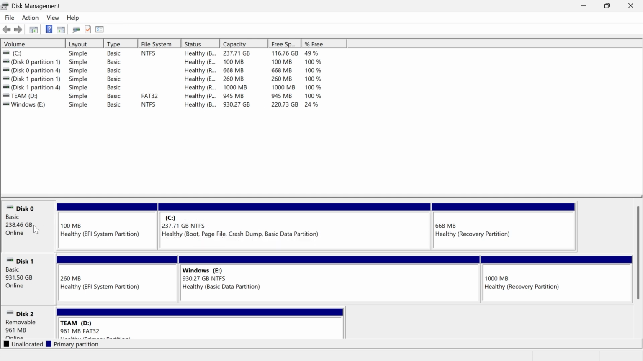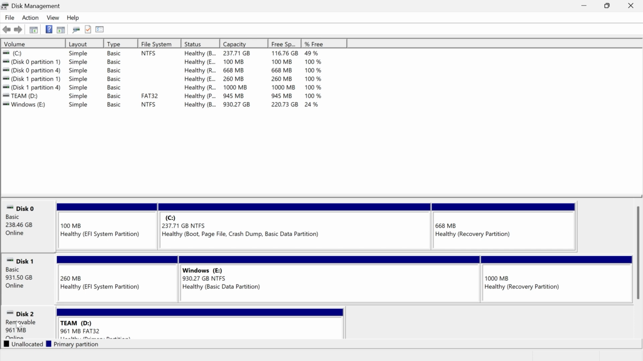Now, if you look at disk 0, there is something here. It's called basic. So that's a tag, and as you can see, the tag here is basic. The same thing with disk 1. Both of these tags refer to the disk management or your hard drive. It could be HDD or SSD.